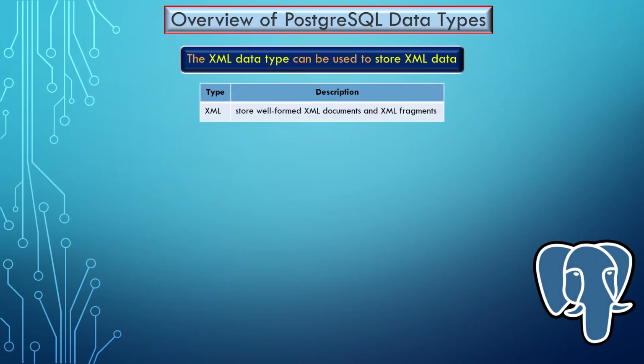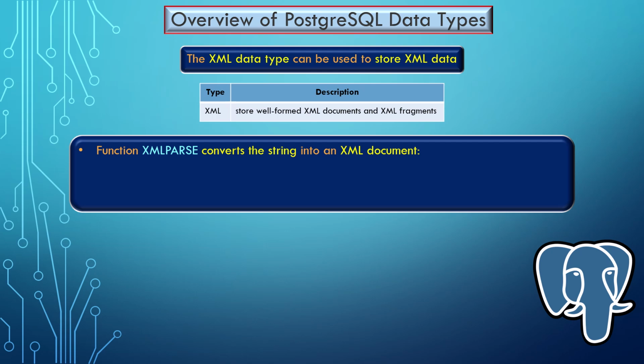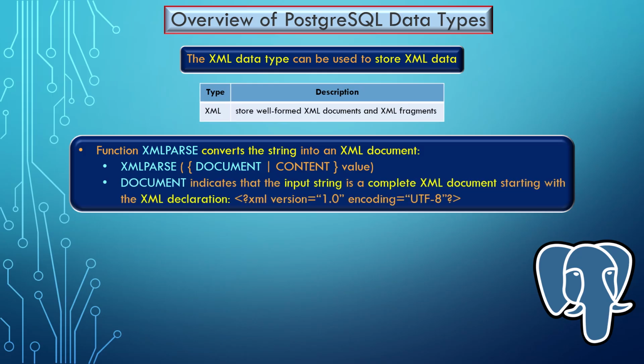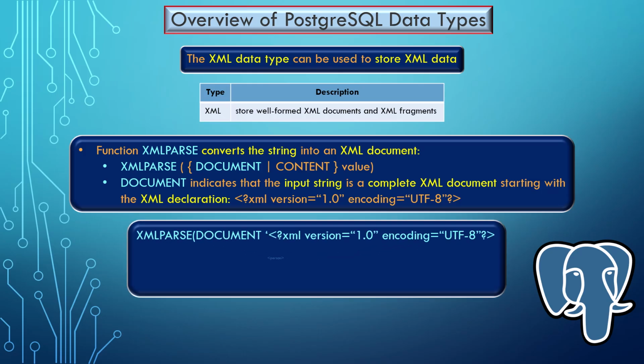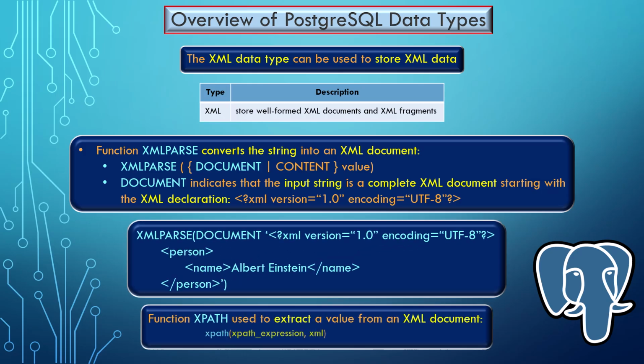The XML data type can be used to store XML data. The function XMLPARSE converts the string into an XML document. The syntax for XMLPARSE is shown here. DOCUMENT indicates that the input string is a complete XML document, starting with the XML declaration shown here. An example of XMLPARSE is shown here. The function XPath is used to extract a value from an XML document.